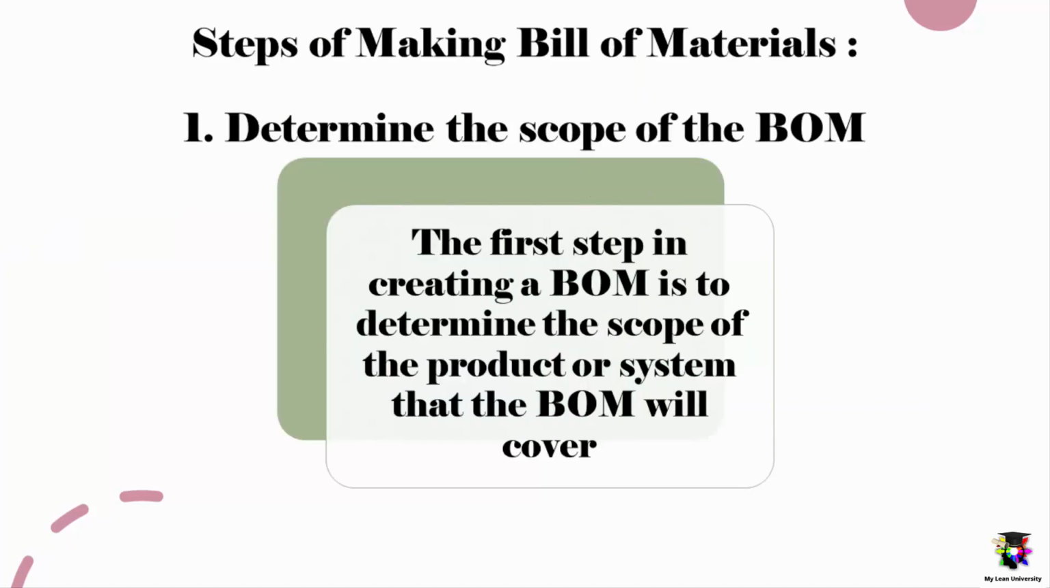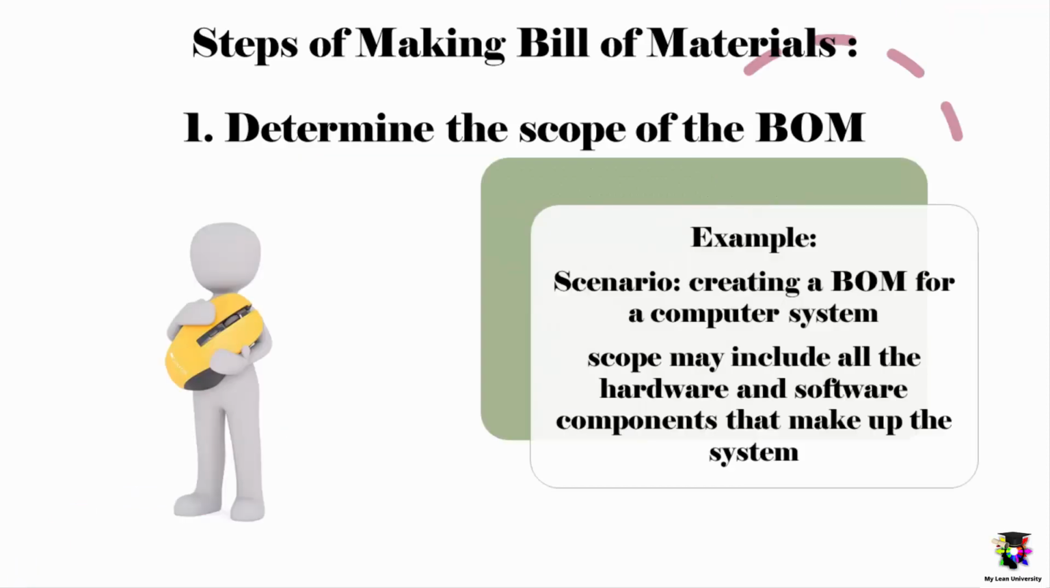So how do we develop a bill of material? What are the steps involved in it? Let's study in detail. The first step is to determine the scope of product or system that the bill of material will cover. For example, if you are creating a bill of material for a computer system, the scope may include all the hardware and software components that make up the system.